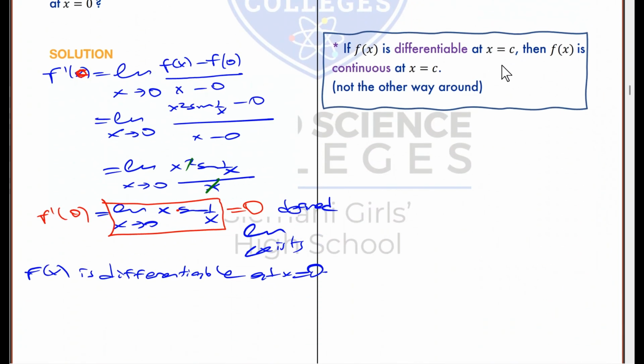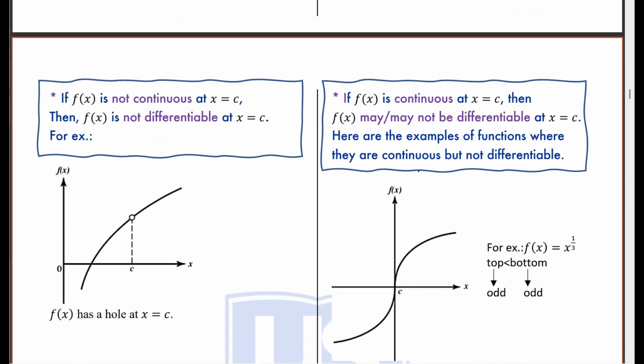If the function is differentiable at a point, then it's continuous at the same point, but not the other way around. It's important. If a function is continuous, it may be differentiable, it may not be differentiable. It depends on the situation. But whenever it's differentiable, whenever there's a derivative, then it is continuous, we are sure. Let's take a look at some graphs, some functions that are not continuous. If a function is not continuous at a point, then it's not differentiable at the same point. If not continuous, not differentiable.